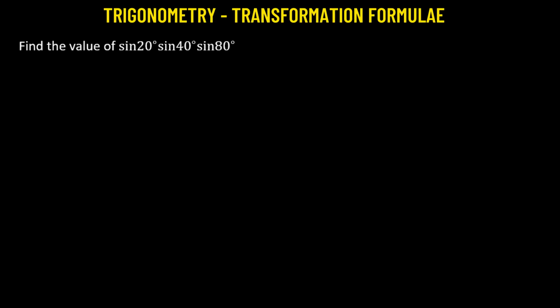So in this problem, we need to determine the value of the given trigonometric expression. So let us begin. Here in the problem, we are given sine 20 degree multiplied to sine 40 degree times sine 80 degree. Now what we can do here, we can see that there's a product of two sine functions. We can use the transformation formula.